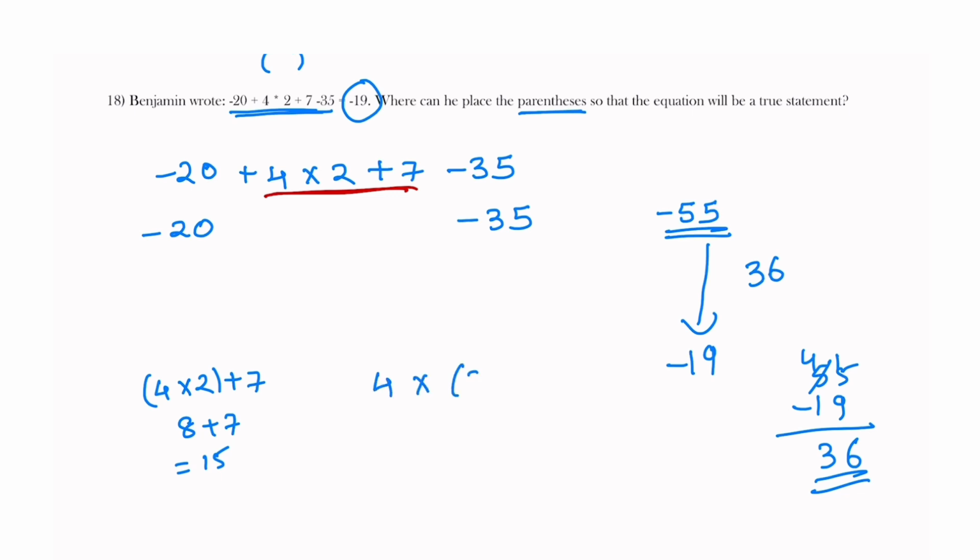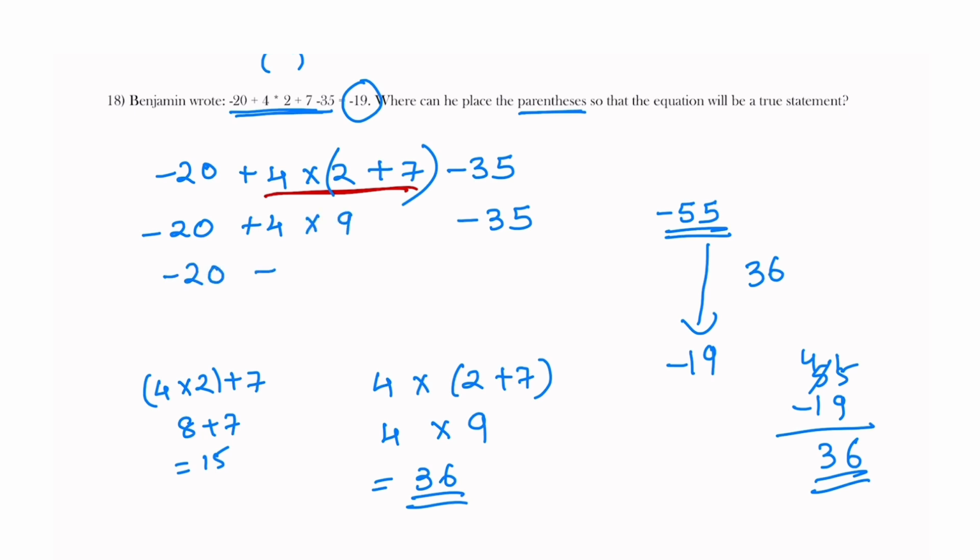4 times 2 plus 7. I guess this is going to give us the answer. 4 times, this is 2 plus 7, which is 9, and that is 36. Yes, that's exactly what we want. So we know where our parentheses should be. They should be here. So let's write it. Plus 4 times 9 minus 20 plus 36 minus 35, right? So minus 20, since these two numbers are closer, let me do them first. Plus 1, which is minus 19, and that's exactly what we wanted.